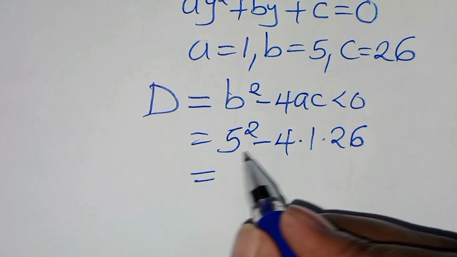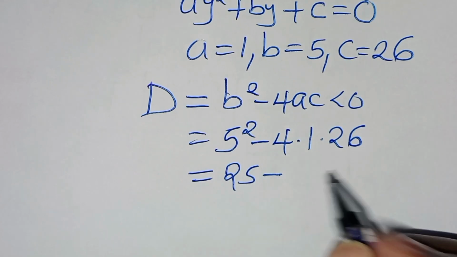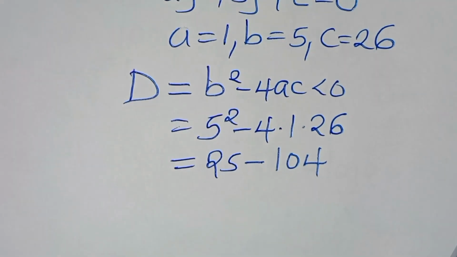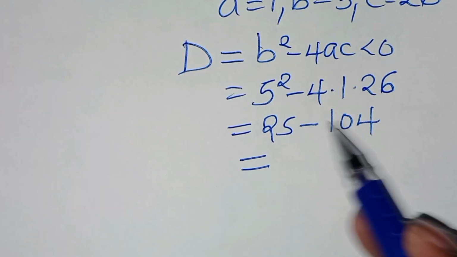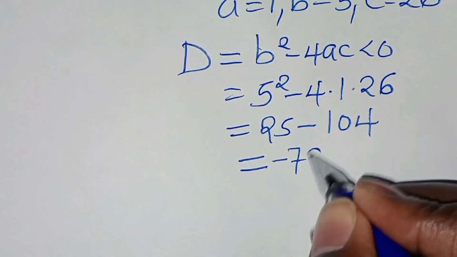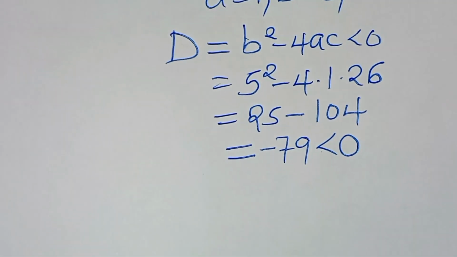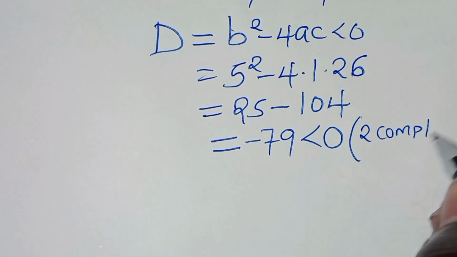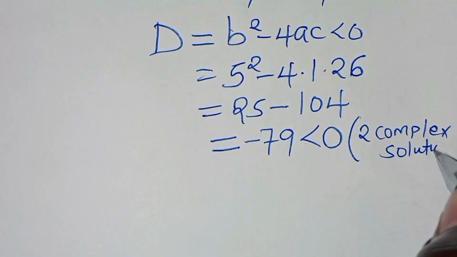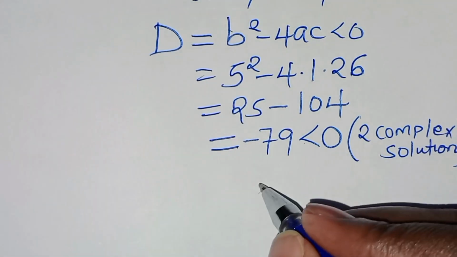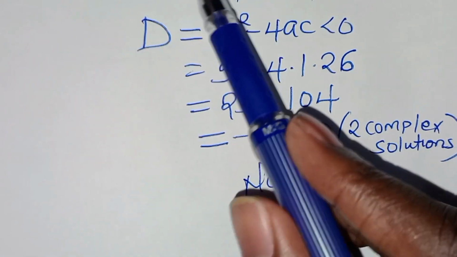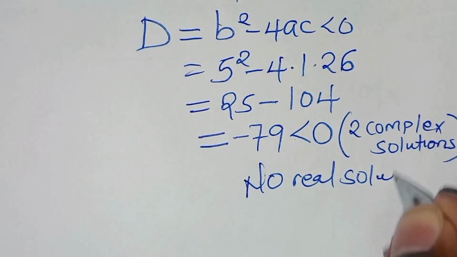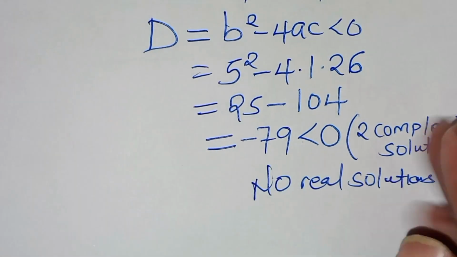So this implies that here 5 squared, this is 25, minus 26 times 4, this is 104. 25 minus 104, this is equal to minus 79, which is less than 0. In this case, here we have two complex solutions, and this cannot give us a real solution. So in this case, the quadratic equation here cannot give us a real solution. So there is no real solution from this quadratic equation.